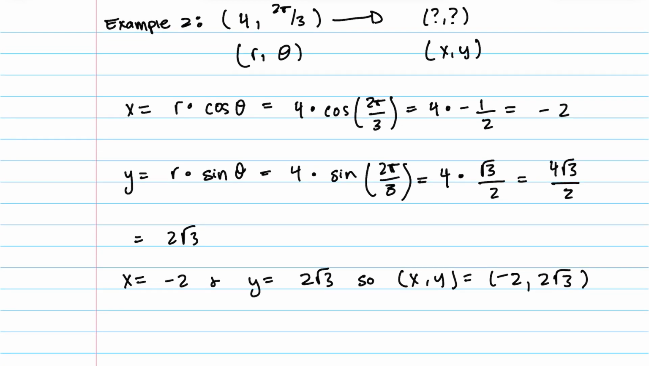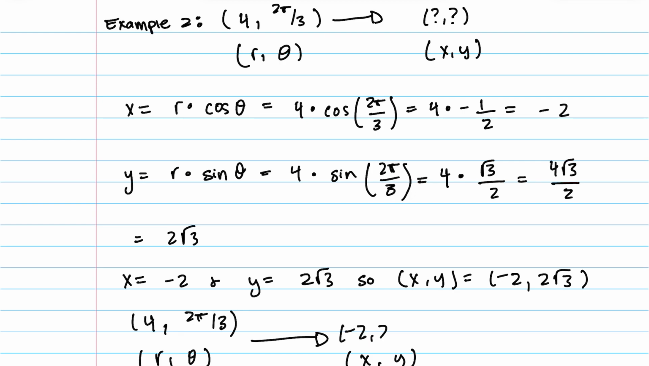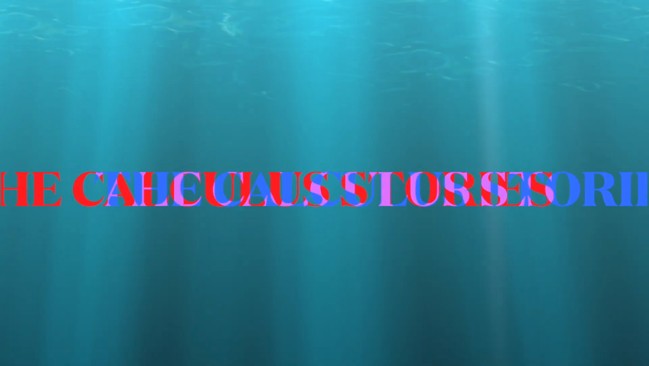And so the final step is to show the conversion. We had our point 4 comma 2 pi over 3, which was our polar coordinate point r comma theta, and its conversion to the x comma y coordinate point was negative 2 comma 2 square root of 3, our final answer.